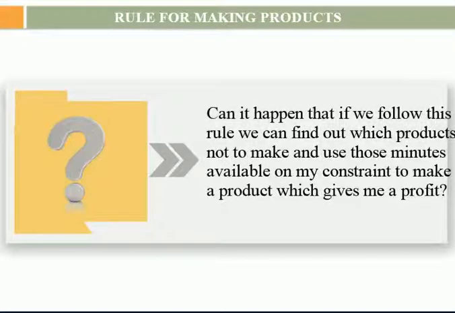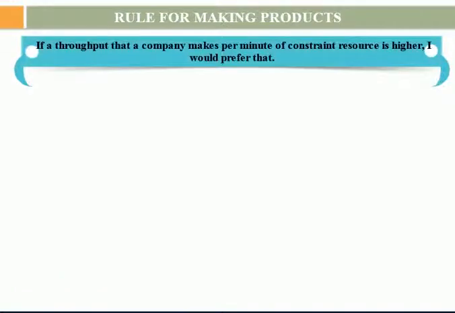So can it happen that if we follow this rule, we can find out which products not to make, and use those minutes available on my constrained resources to make a product which is going to give me profit? If the throughput that a company makes per minute of my constrained resource is higher, I would prefer that. This simple approach arms a small company or a big company with many other abilities than just selecting the product.